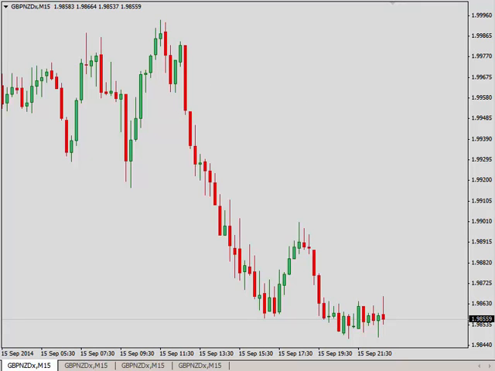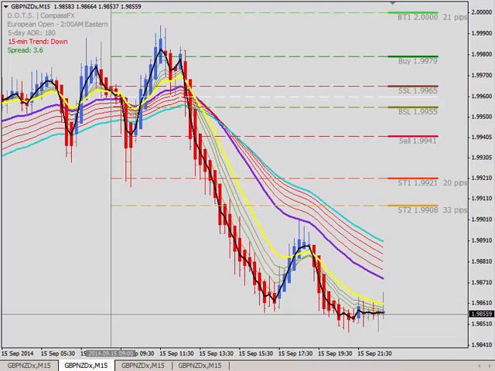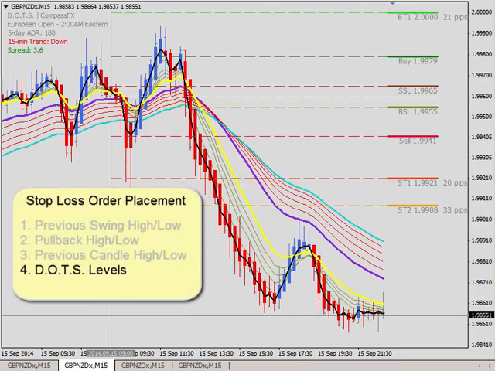Now let's look at a couple of other ways you could do it. For instance, look at the dots levels. Hundreds of traders around the globe are using the dots levels to identify targets and stop loss levels when they trade from session to session.